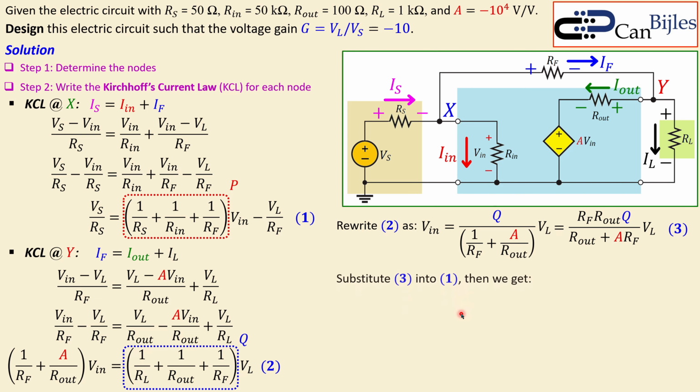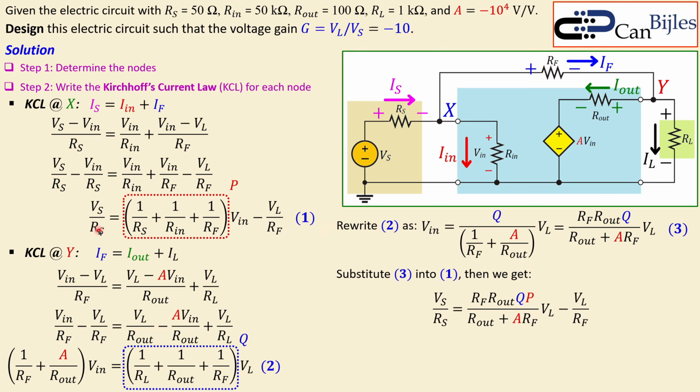Okay, now we will substitute this equation number 3, which is an expression for Vin in terms of VL, in equation number 1, because we have an expression of Vin here, and we would like to have an expression where we only have VL and Vs. That's actually our final goal. So let's do that. What we have is Vs over Rs, that's the left side, that doesn't change. This thing was P times Vin, that means P times this. That means P times actually this, you see that actually just P in the numerator. And you get again the minus VL over RF, that's still the same.